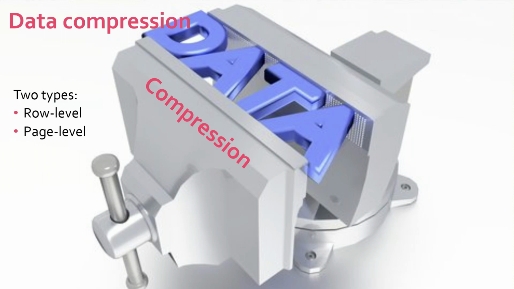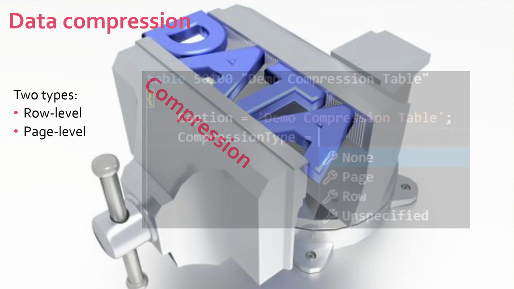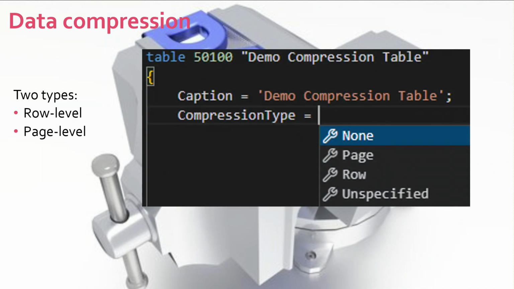And we also have page level compression, which basically applies row level compression and also adds two other types. We can add the data compression parameter in our table as a property. And we also have the unspecified option. The unspecified option just means that we will handle our data compression on the SQL level. So we won't set anything on the Business Central level, we will just define it on the SQL Server level.